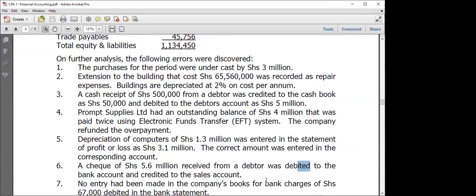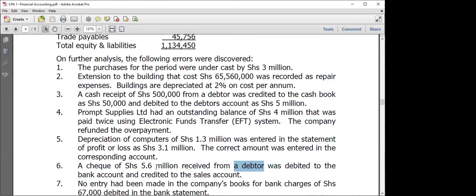But if this person is already a debtor, it means that we already recognized the sales. Again, when they are paying us, we shouldn't go ahead to affect our sales account. Remember, a debtor comes into shape when we sell on credit. So when we sell on credit, we debit our debtors account or accounts receivable and credit the sales account. So we recognize the sales at the point of sale, not at the point of payment.